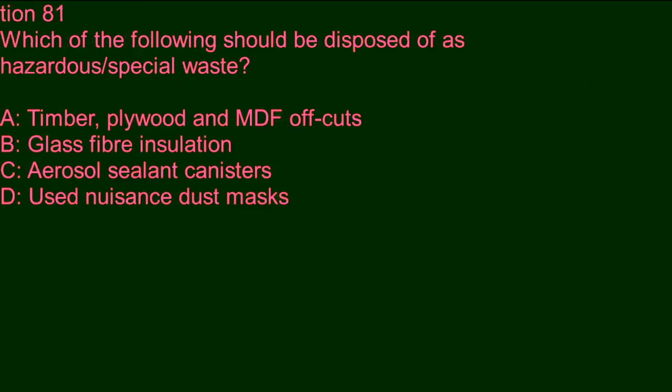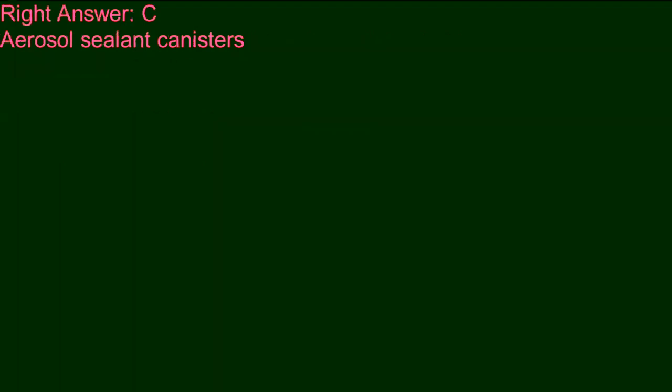Question 81. Which of the following should be disposed of as hazardous special waste? A. Timber, plywood and MDF offcuts. B. Glass fiber insulation. C. Aerosol sealant canisters. D. Use nuisance dust masks. Right answer, C. Aerosol sealant canisters.